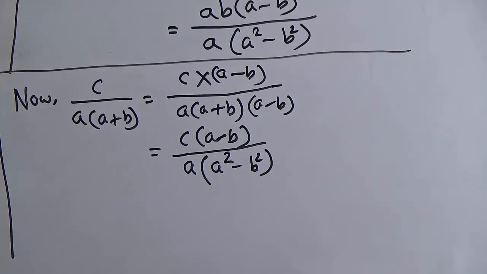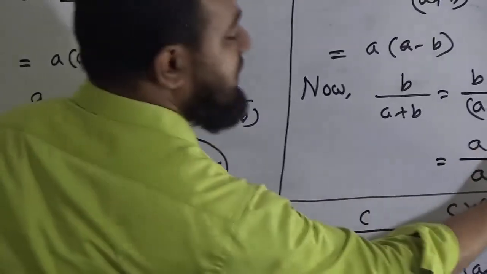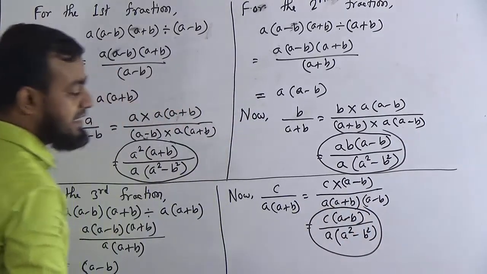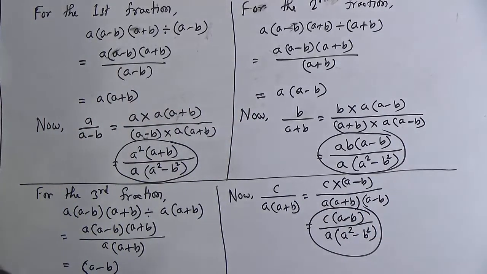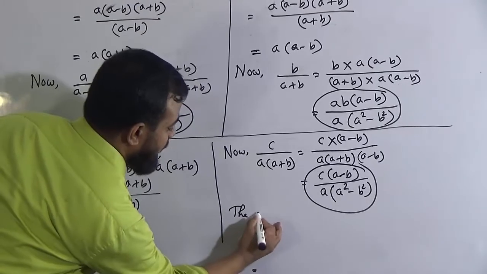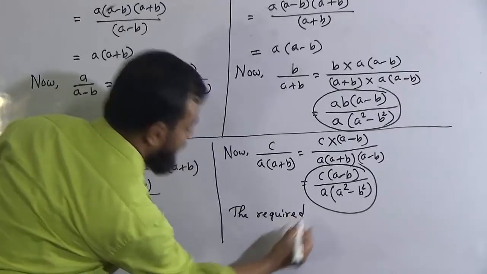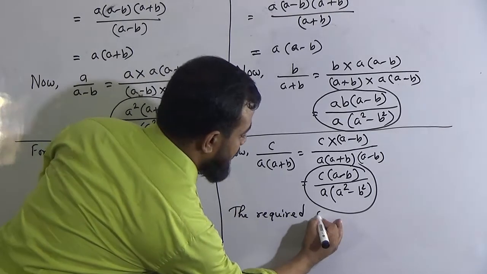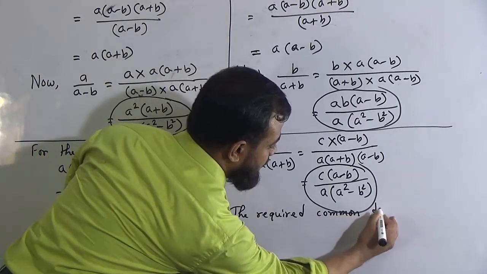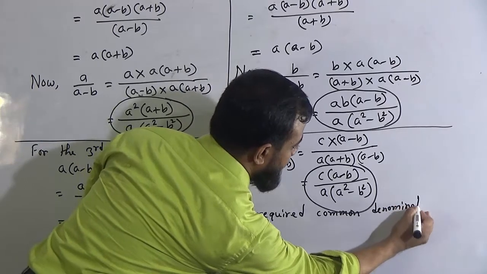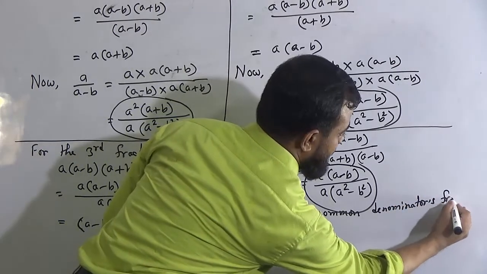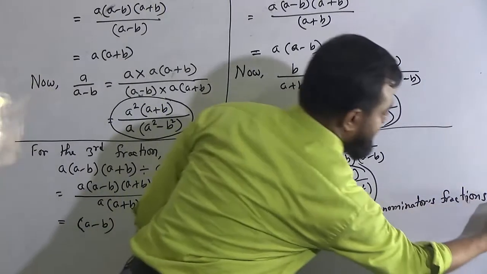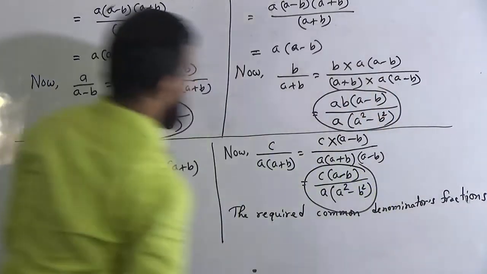So this is our first expression we have obtained. This is our second fraction, and this is our third fraction. All the fractions have similar denominators. You can write down the required common denominator fractions; you can write these three fractions.